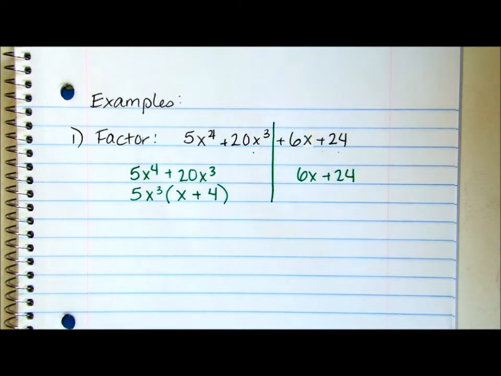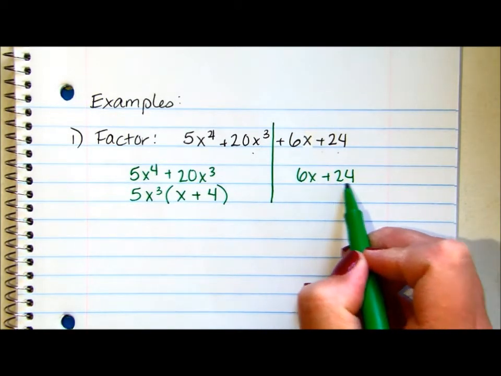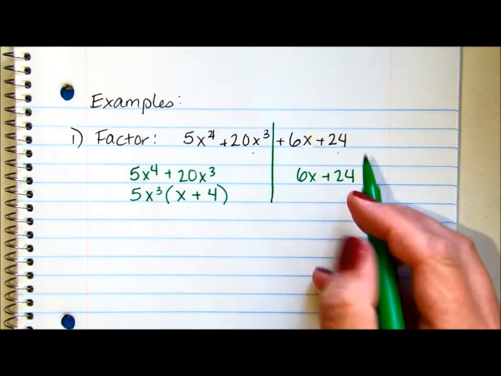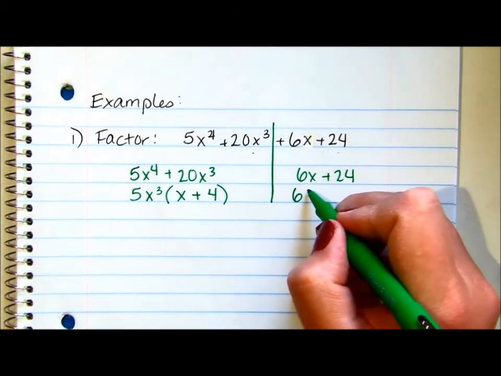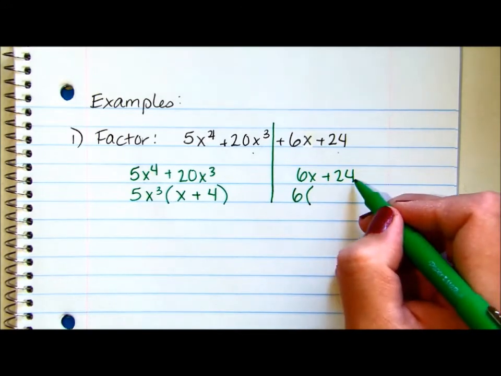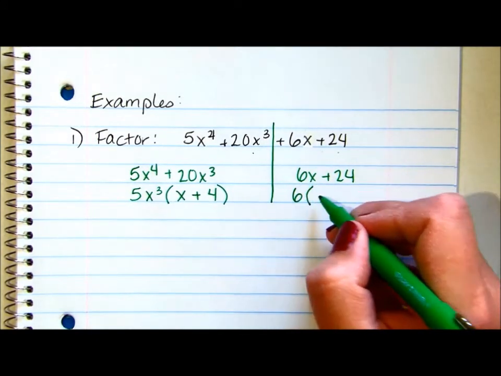Now in our second parentheses, or in our grouping over here, we have 6x plus 24. First we're going to look for the largest number that can go into both, and that happens to be the number 6. So I have 6 that I'm pulling out from each, and I can't pull out any variables because my 24 doesn't have a variable. So when I go 6x divided by 6, I'm left with the x, and then 24 divided by 6 gives me 4.